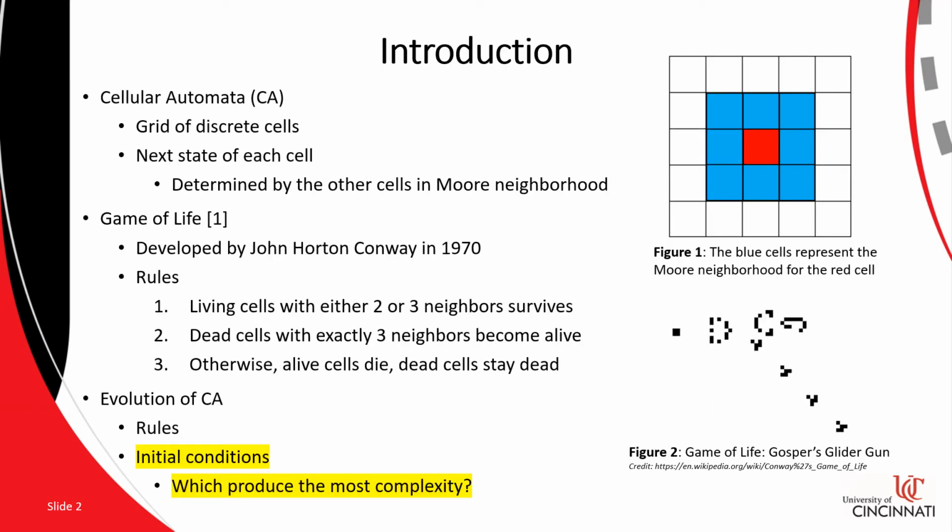I'm assuming everyone here is familiar with the terms cellular automata and the game of life. There's some details about both of those terms listed on this slide. In short, we're trying to develop initial conditions which produce the most complex behavior. Initial conditions are one of the two things that we can change about the cellular automata and analyze the results, the other being the rules, which we are keeping constant.